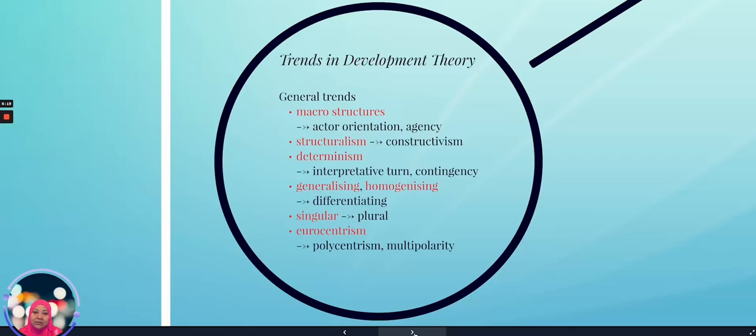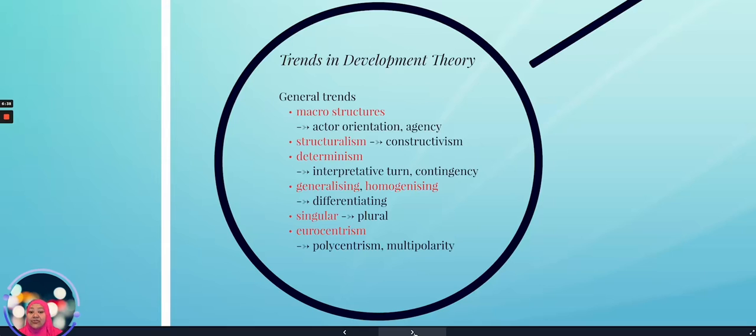And then after the Cold War ended, late 20th century, we have the countries, for example, becoming more independent. So that's why we have actor orientation, or another word for that would be agency. Agency means being independent. So that's one.